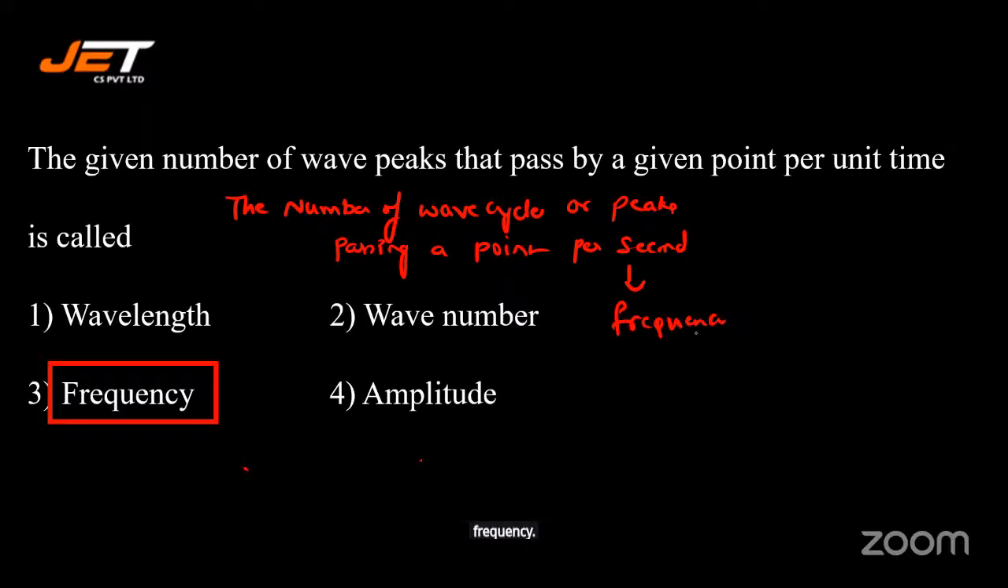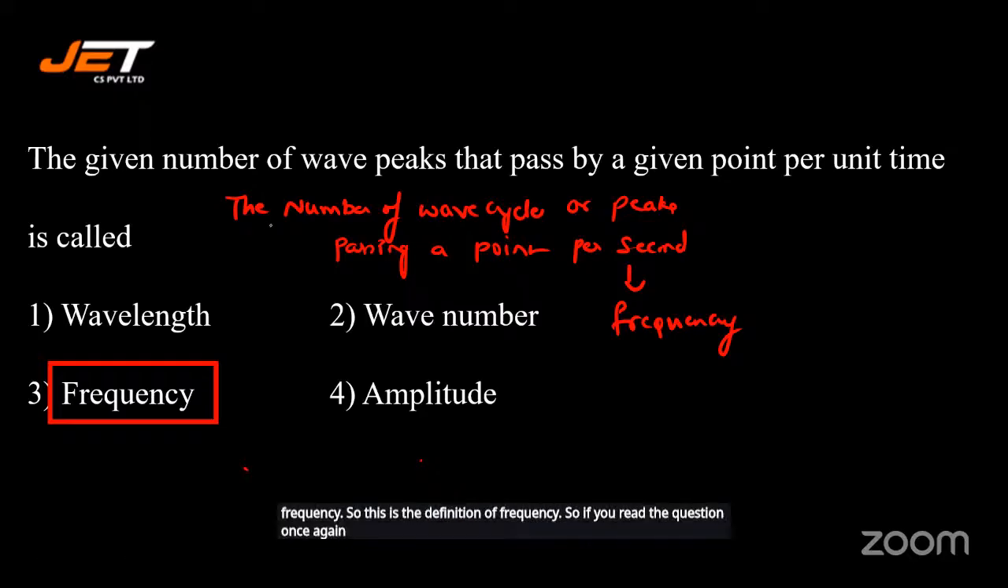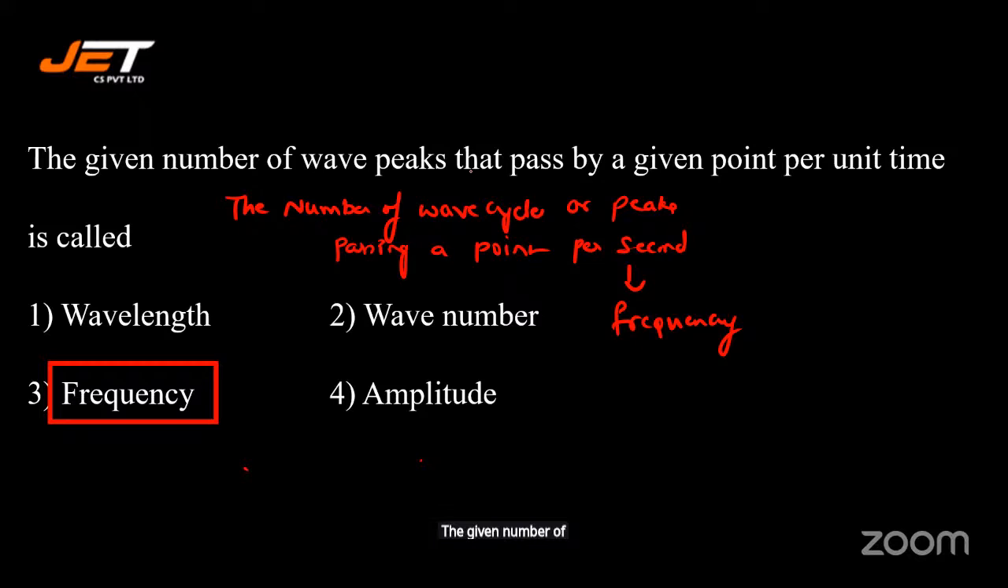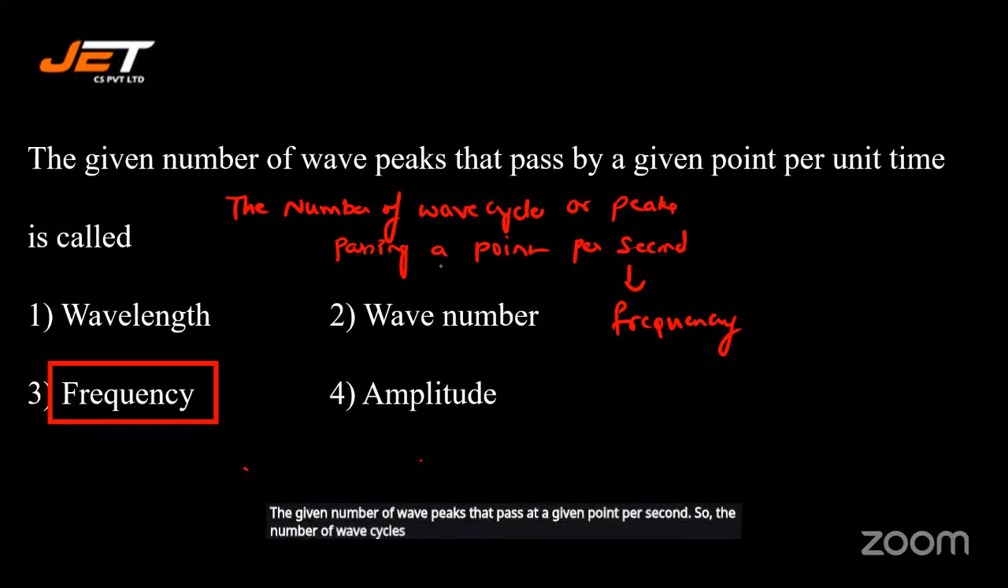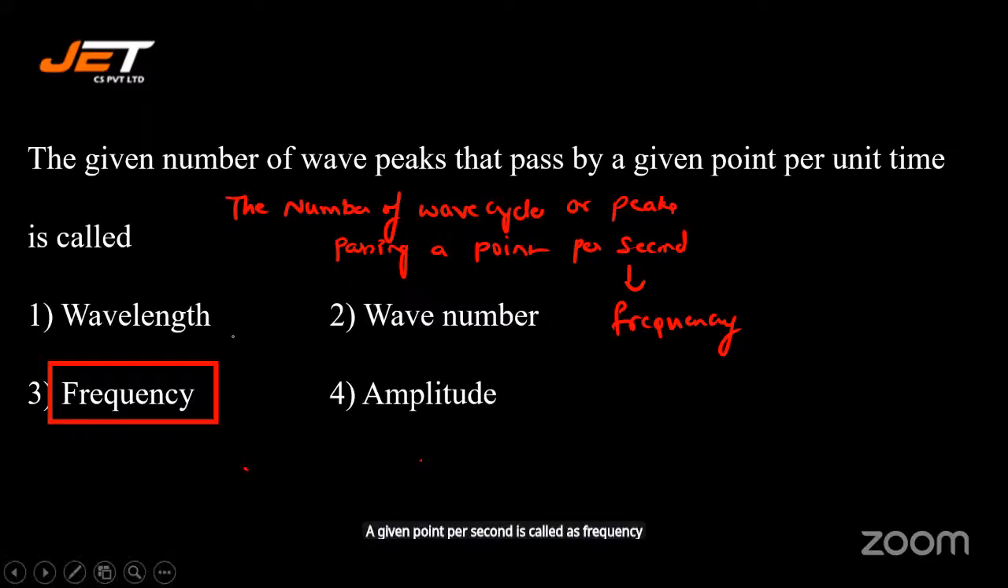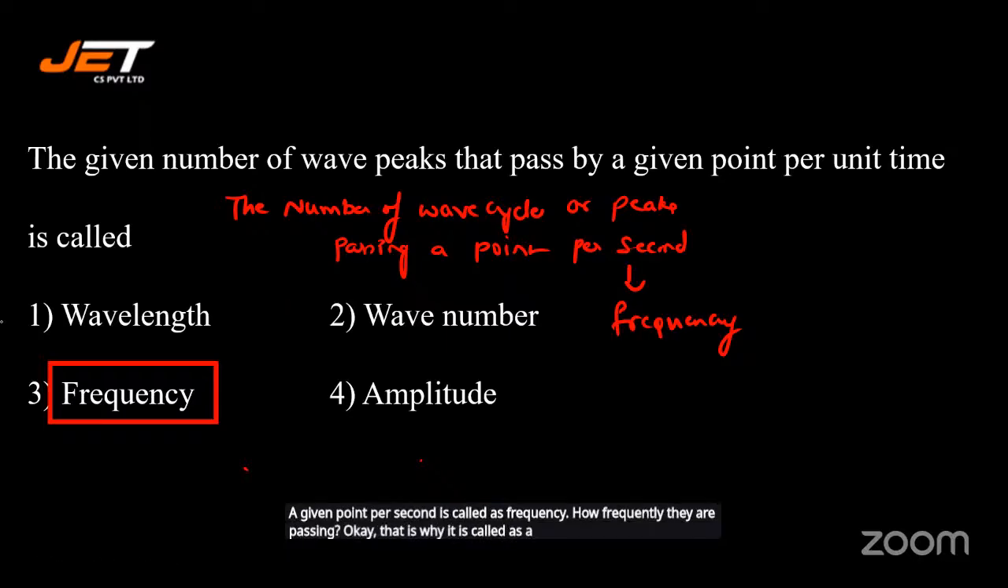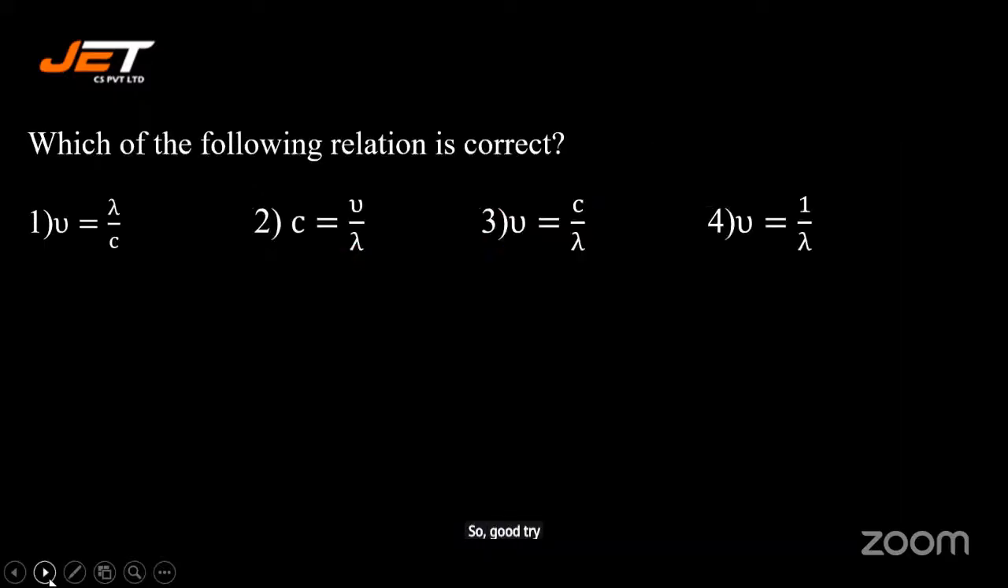So this is the definition of frequency. If you read the question once again, it is very close to the definition. The given number of wave peaks that pass at a given point per second. So the number of wave cycles or peaks that pass a given point per second is called frequency. How frequently they are passing. That is why it is called frequency. It is not the wavelength. Okay, so good try. Now let us see the next question.